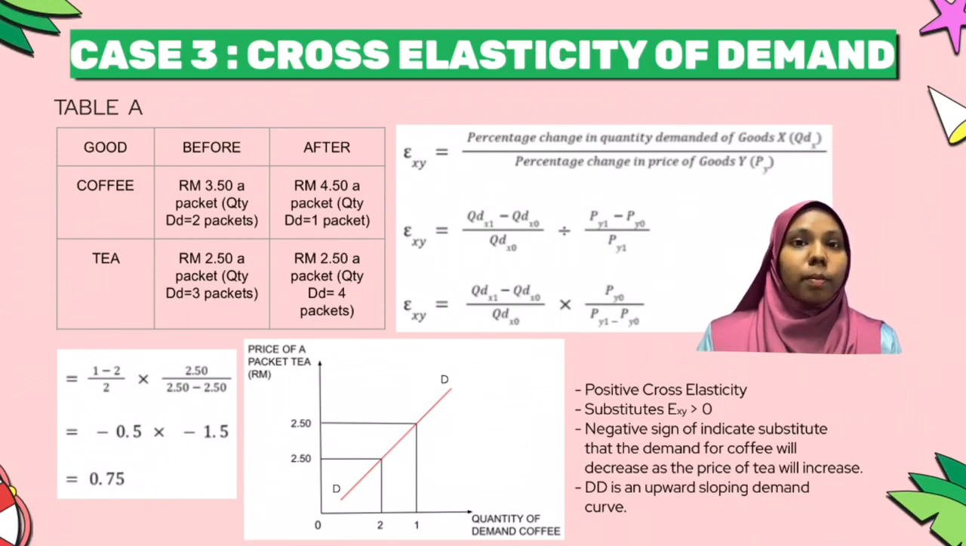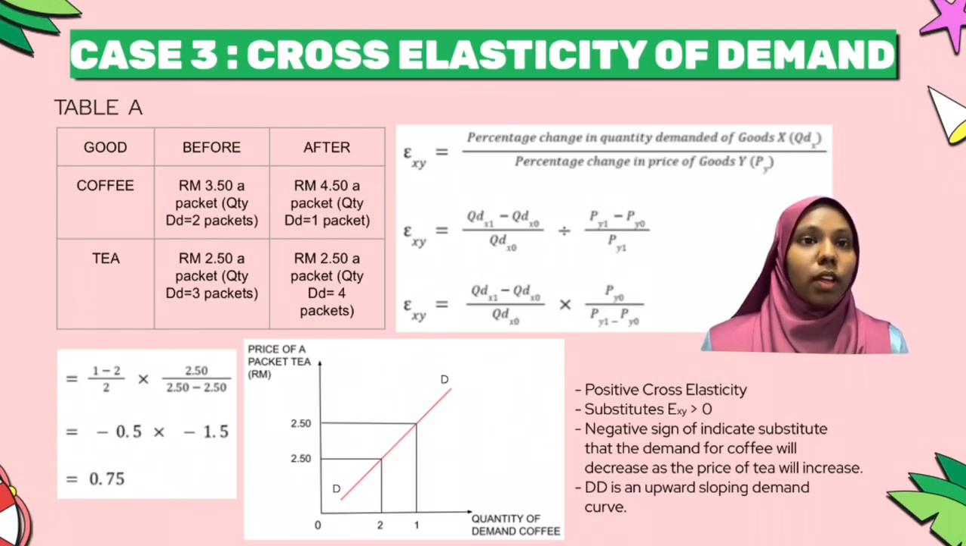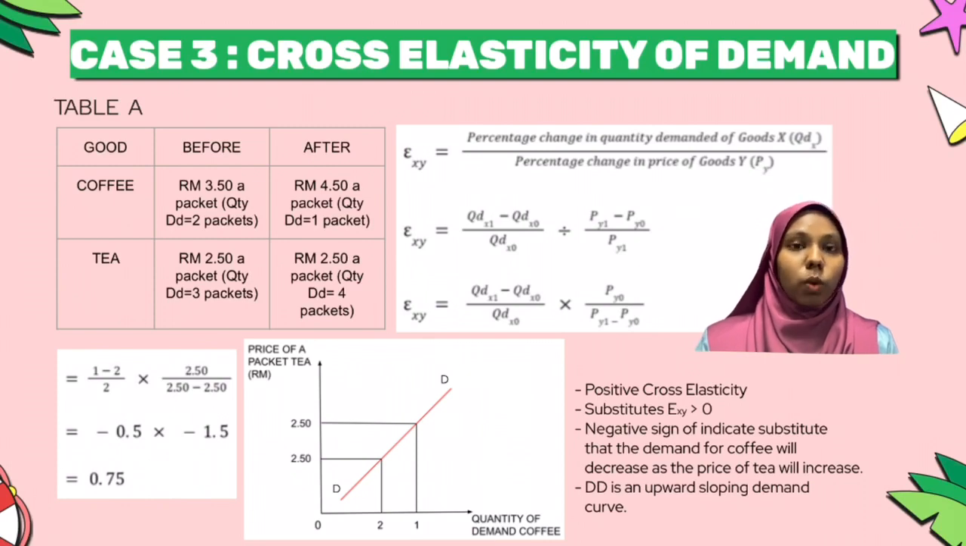Case 3 is cross elasticity of demand. For table A, the price of coffee before is RM 3.50 a packet and quantity demanded before is 2 packets, while the price of coffee after is RM 4.50 a packet, quantity demanded is 1. For tea, the price of tea before is RM 2.50 a packet and quantity demanded before is 3 packets, while the price of tea after is RM 2.50 a packet and quantity demanded after is 4.